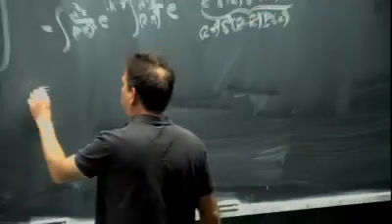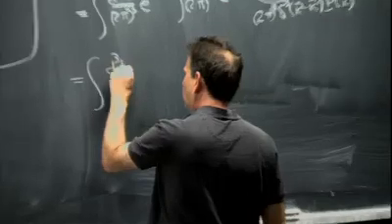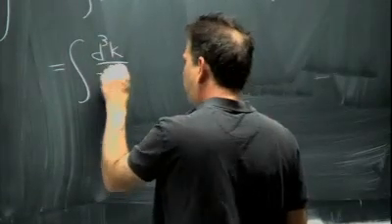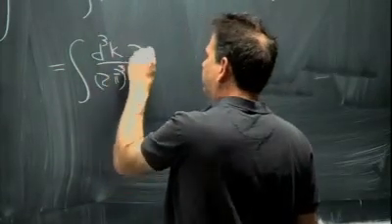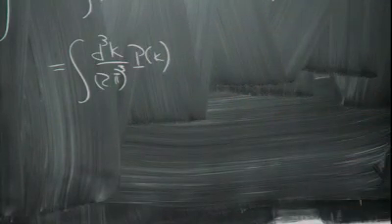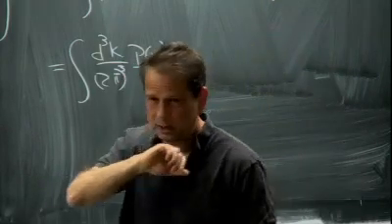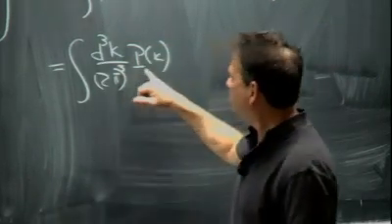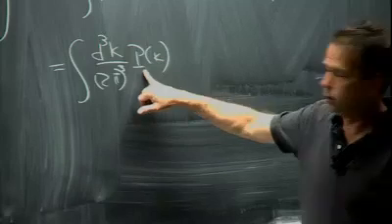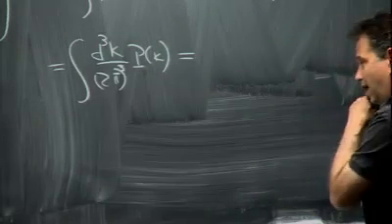So that variance is equal to the integral d3k over 2 pi cubed times the power spectrum. And by the way, delta is dimensionless. This thing is also dimensionless. K has dimensions of 1 over length, so this thing has dimensions of length cubed. So it's useful to form a dimensionless combination of these things.